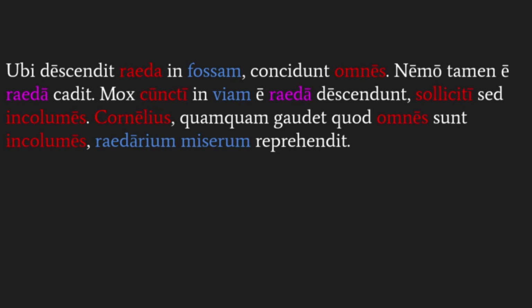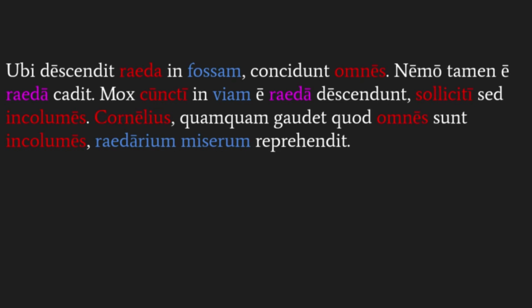Then you have mox cuncti in viam e raeda descendunt, soliciti sed incolumes. So mox means soon. So soon, cuncti, everyone, right? It's very similar to omnes, means basically the same thing here. So soon, everyone, descendunt, climbs out, right? So everyone climbs out, e raeda, out of the carriage, and again, ablative because it's motion out of. So they climb out of the carriage and in viam, into the road. And again, viam is accusative here because you're showing motion into. So we're going out of the carriage into the road. So everyone climbs out. And everyone, cuncti, are described as soliciti, anxious, but incolumes, unhurt, or safe and sound, however you want to translate it.